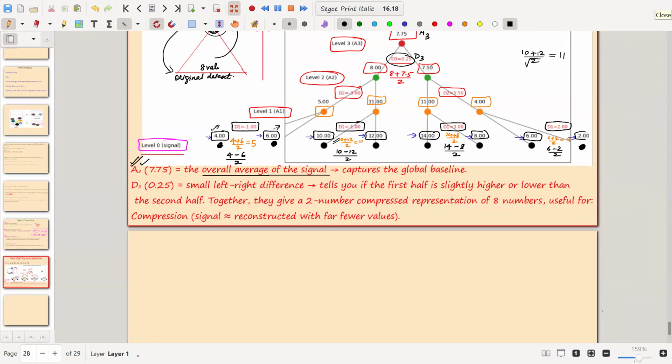Together they give a 2-number compressed representation of 8 numbers, and this is useful for compression. That is, the signal can be reconstructed with far fewer values. You can reconstruct the original signal from that tiny value, but not exactly. I mean, you won't get 4, 6, 10, 12, 14, 8, 6, 2. You will get something different. Maybe 4 will be 3.1, but it is closer to 4. You understood, right?